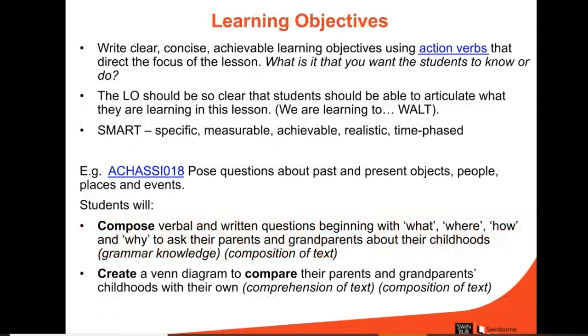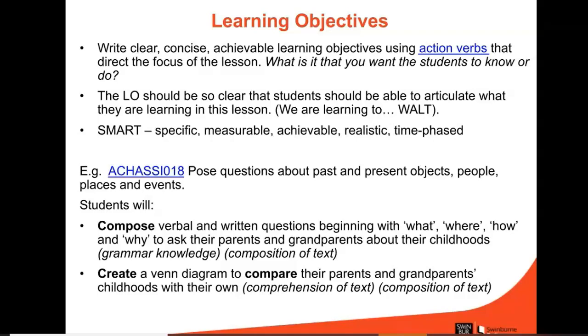So when it comes to writing the learning objectives, it's really important these are clear and concise and achievable. You'll find that using action verbs, and there's a hyperlink there to some resources, they help to direct the focus of the lesson. So what is it specifically that you want students to know or to do? You might find acronyms such as WALT, We Are Learning To, or SMART, specific, measurable, achievable, realistic, and time-phased. These are good to help guide and check that the learning objectives are achieving that clarity, specificity, and so forth that they need to.